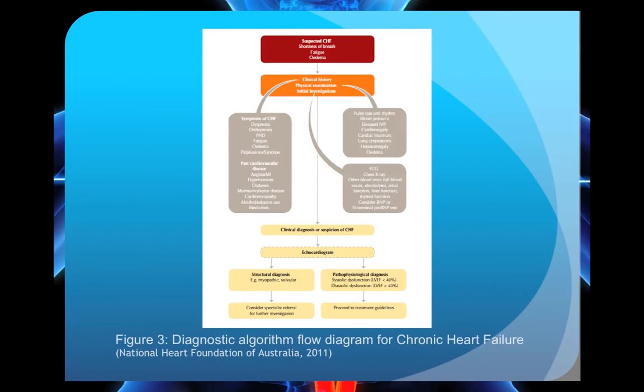This flow diagram, displayed as Figure 3, was created by the National Heart Foundation of Australia as a basic diagnostic algorithm for chronic heart failure. It helps to explain and outline the steps that should be taken in order to correctly diagnose chronic heart failure within an individual and whether they require any specialist treatment or need to just proceed to treatment guidelines.